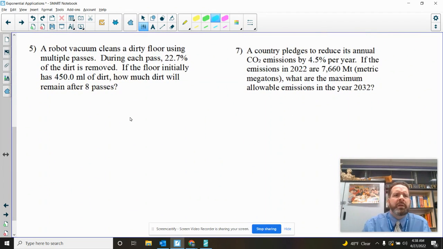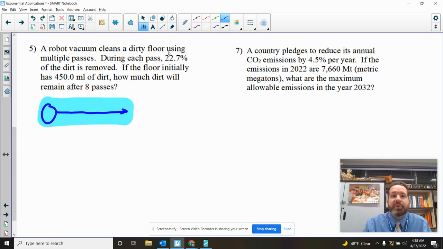Next up, a robot vacuum, so like a Roomba, cleans the dirty floor using multiple passes. Now, what we're saying there is it's going over the same area more than once. So it's not the most efficient robotic vacuum, but it goes over the same stretch of carpet, let's say, or wood floor or whatever. And on the first pass, it picks up 22.7% of the dirt. Then it goes back over the exact same area and picks up another 22.7% and just keeps going back and forth over that same area. That's what we're talking about.